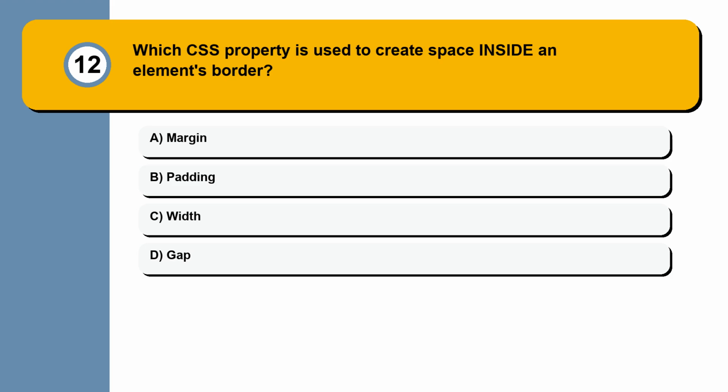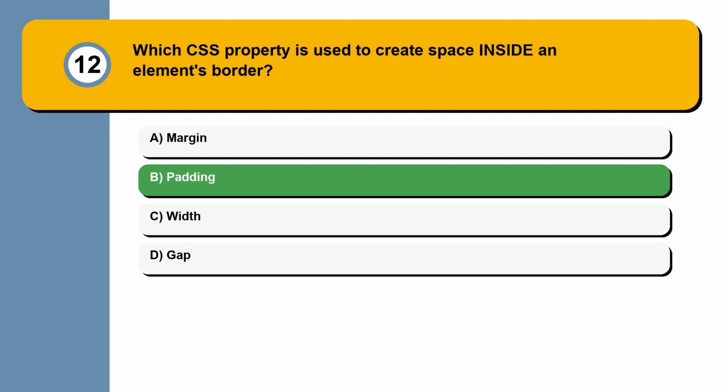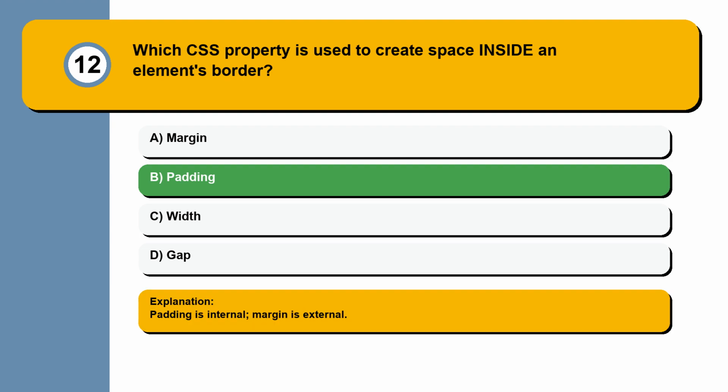Question 12. Which CSS property is used to create space inside an element's border? Margin, padding, width, gap. Padding is internal, margin is external.